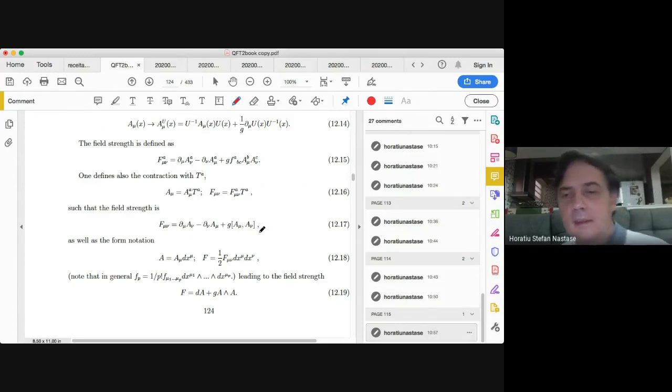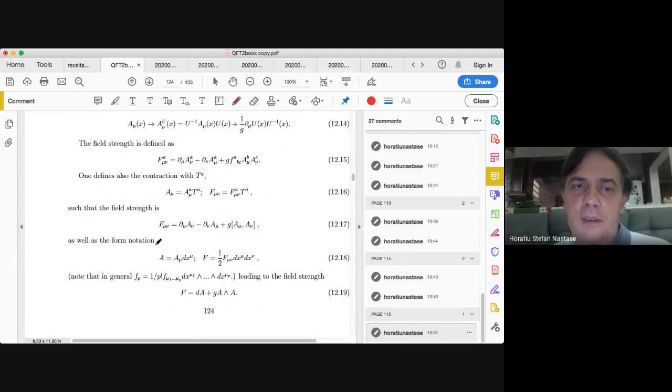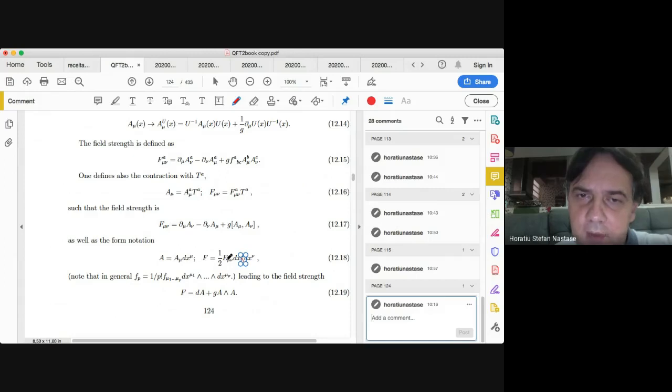To write this even in a more compact way, we can write a form notation. Forms are anti-symmetric objects that are infinitesimal. So specifically, the one form that we're interested in is dx^mu. And the usefulness of forms is that you can make products of them that are anti-symmetric. So here there's a typo. It should have been a wedge. So there's a wedge product in between dx^mu and dx^nu.